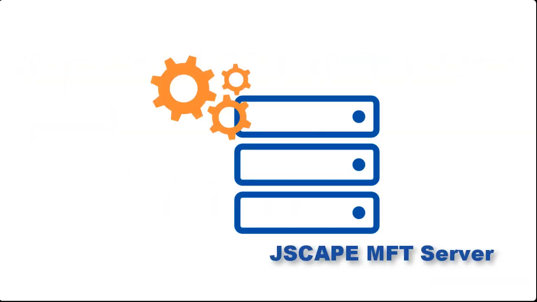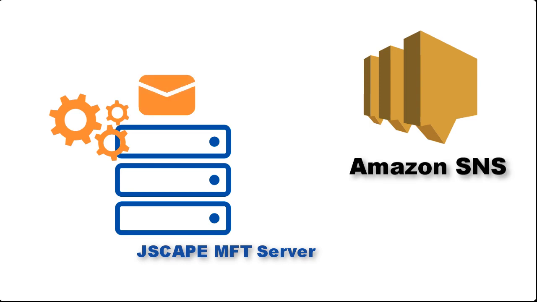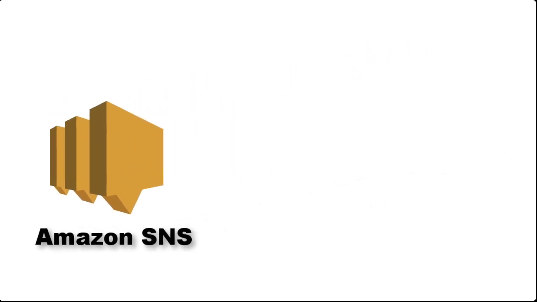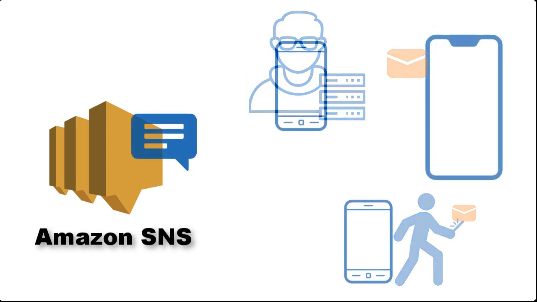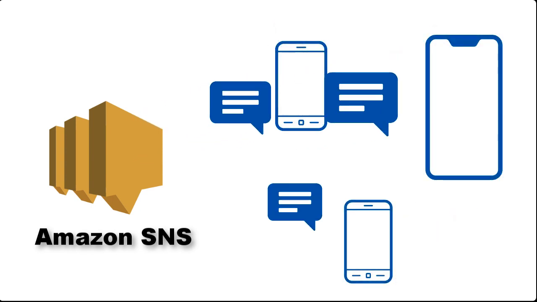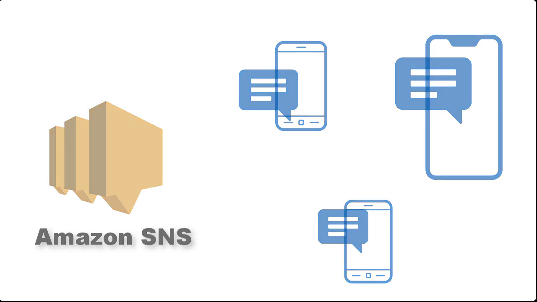So in a previous video, we outlined the steps of setting up Jscape MFT server to publish messages to Amazon SNS. This setting is useful in cases when you want server admins to receive notifications regarding certain events on your managed file transfer server. Now, in that tutorial, the notifications were sent via email. But what if you want to send them through an SMS text message instead? You'll learn how to do that here.